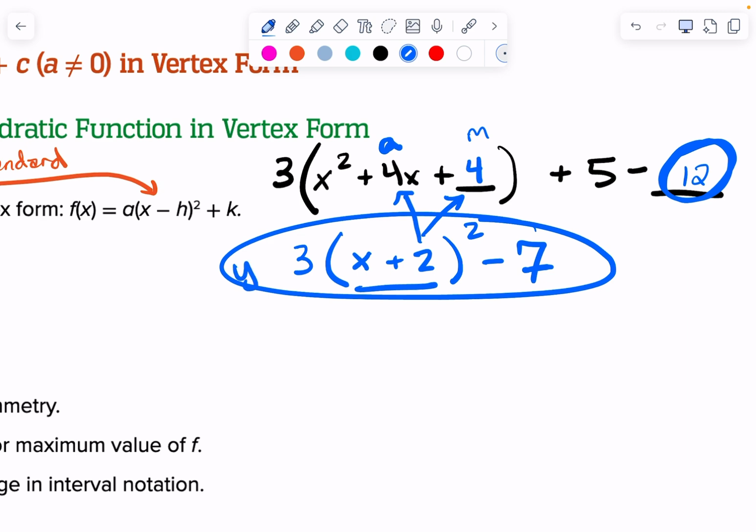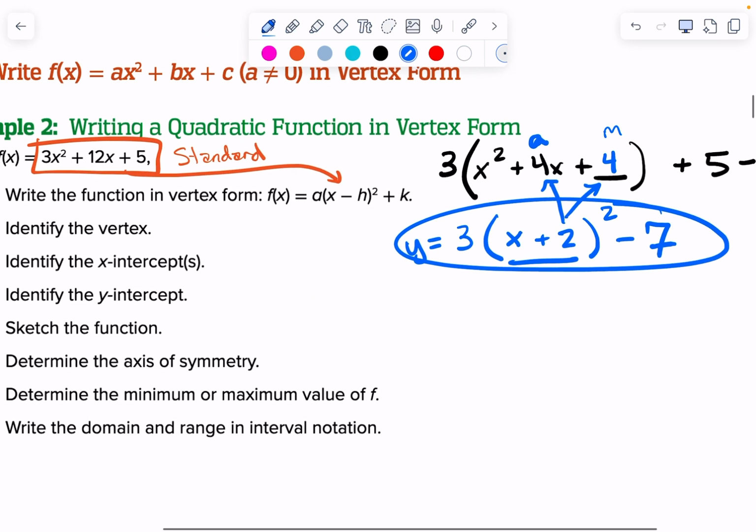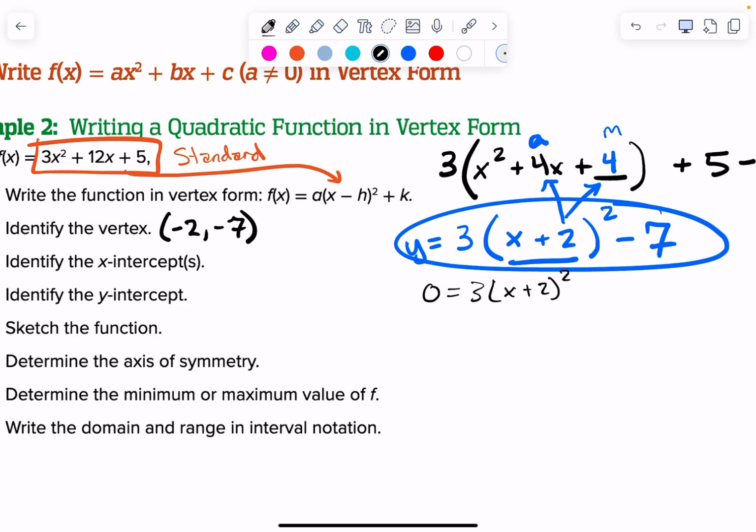All right. So y equals that guy. That's our vertex form. That's A. Okay. What's the vertex? B. -2, -7. All right. The x-intercept means that we plug 0 in for y. Okay. 0 equals 3 times x plus 2 squared minus 7.